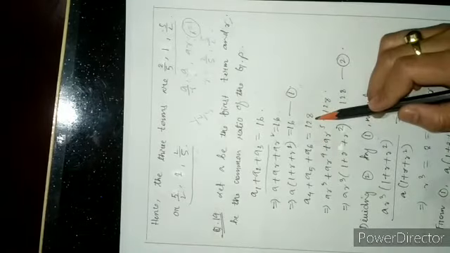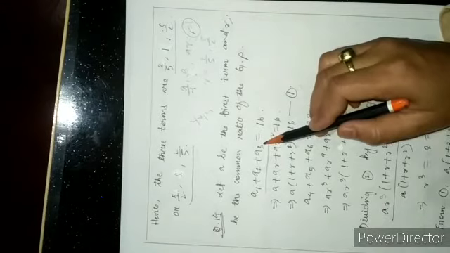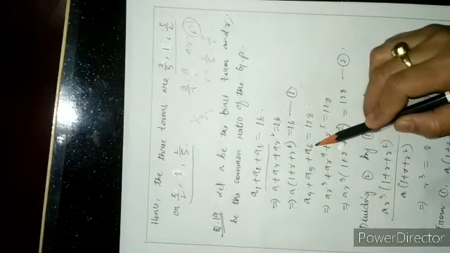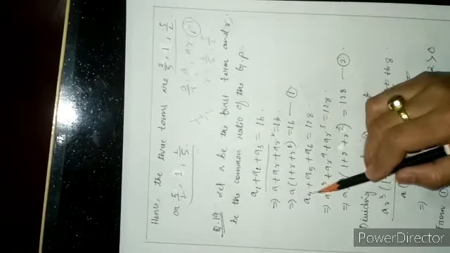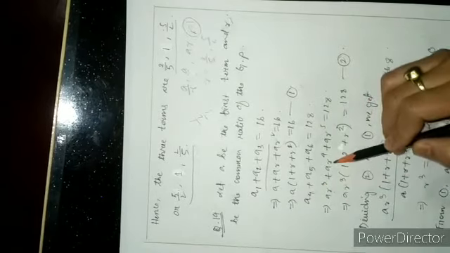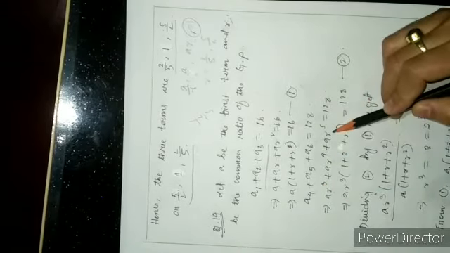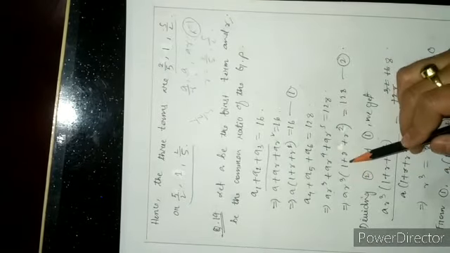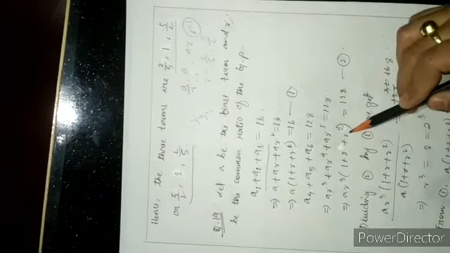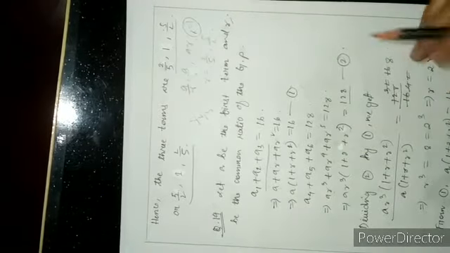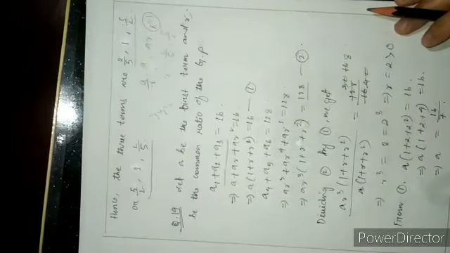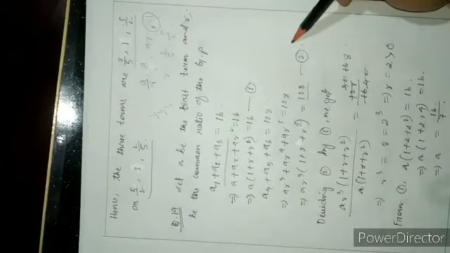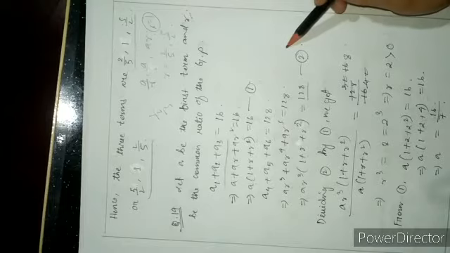And the sum of the next three terms, the terms after those, are A4, A5, A6, equal to 128. In general form, A4 is AR cube, AR4, AR5, is equal to 128. Again taking AR cube common, AR cube times (1 plus R plus R square) is equal to 128. This is equation number 2. By solving equations 1 and 2, we have to find the values of A and R.